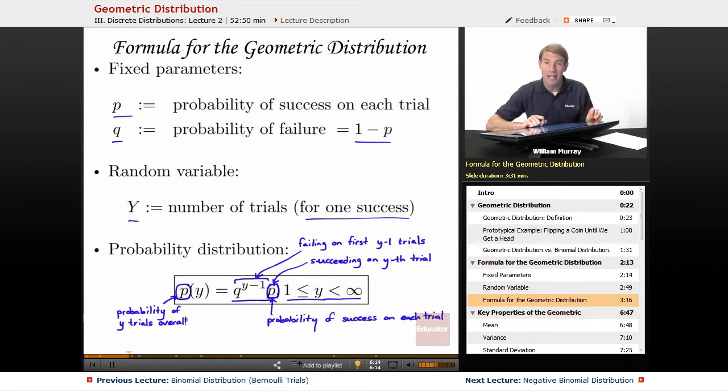But having kept track of that, it should be pretty easy to remember this formula for the geometric distribution, because you just remember that you keep flipping the coin until you get your first head, which means you have to fail on all the previous tries and then succeed on try number Y. So you fail Y minus 1 times, that's what the q to the Y minus 1 gives you, and you succeed on the very last time. That's why there's 1 power of P to represent that final success there. So let's keep going with this.